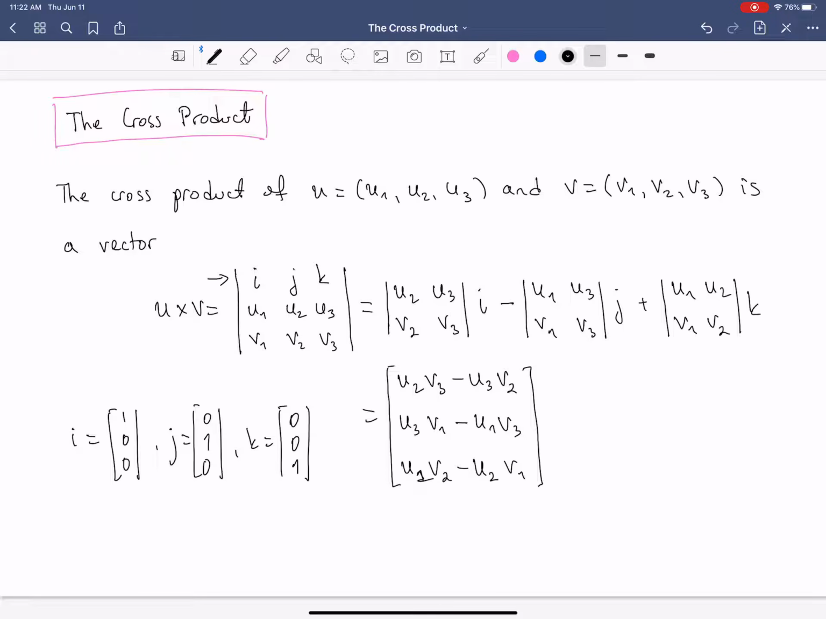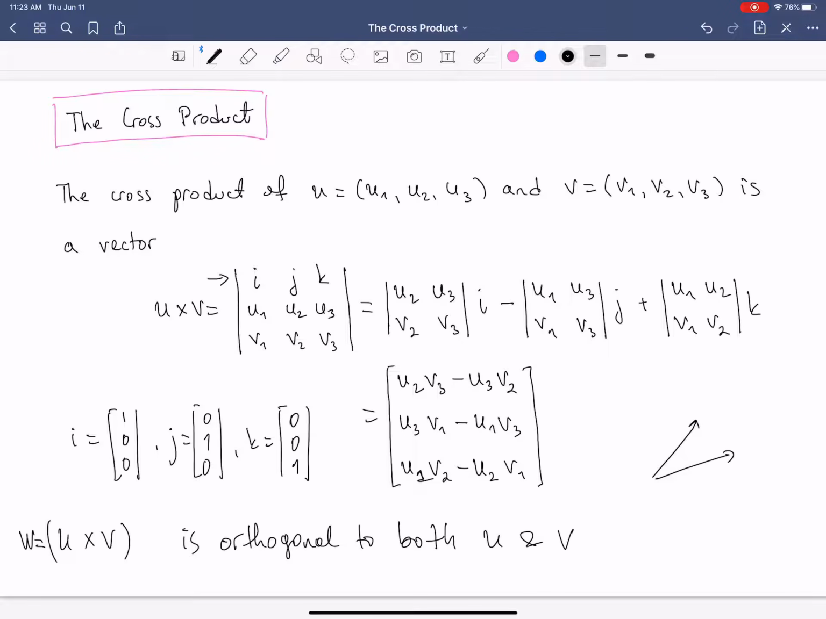Now this vector has some very interesting properties. The most important one, in my opinion, is that this vector is orthogonal to both u and v. So u cross v, this is a vector, let's call it w, is orthogonal to both u and v. So imagine this, you have a vector u, you have a vector v.